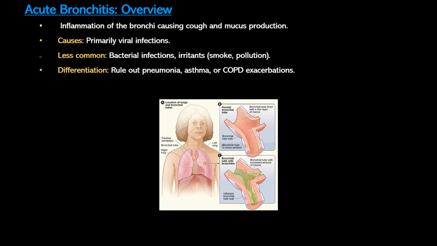Acute bronchitis is a common respiratory condition characterized by inflammation of the bronchi, leading to persistent cough and mucus production. It is most often caused by viral infections, though bacterial infections and irritants like smoke or pollution can also contribute. Differentiating acute bronchitis from other conditions such as pneumonia or asthma exacerbations is important, especially in patients with underlying respiratory diseases like COPD.